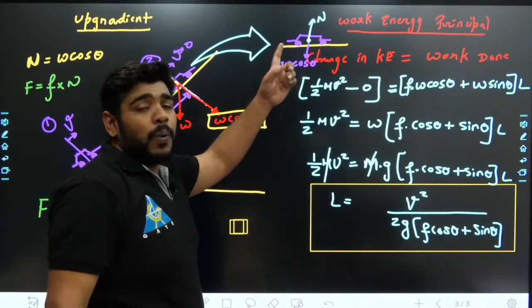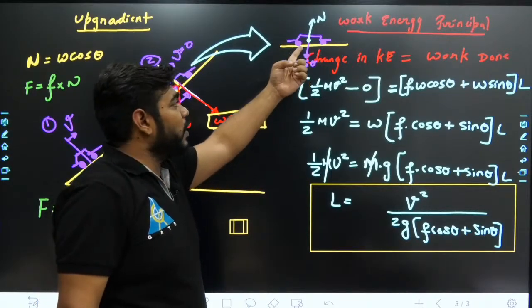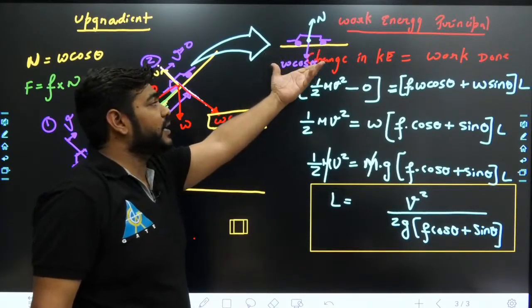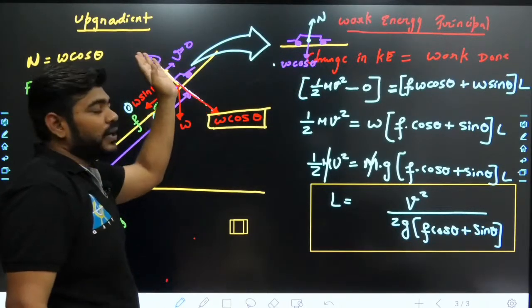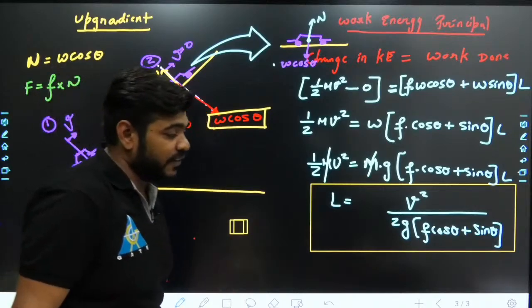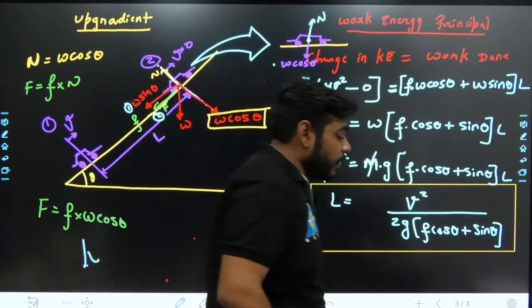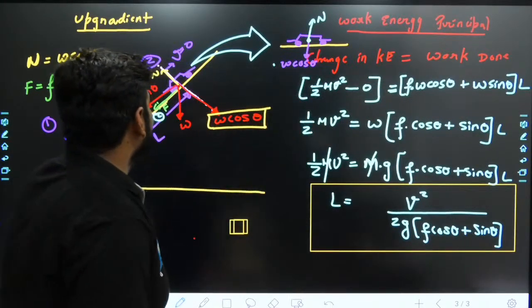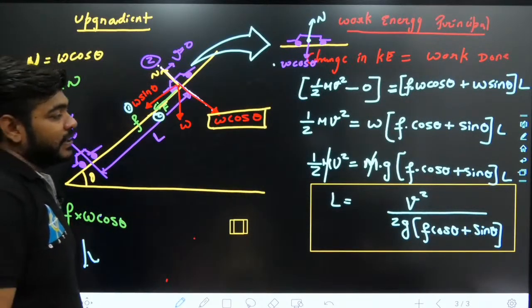Why is it called the normal reaction? It's because it is perpendicular to the surface. Since the normal reaction acts perpendicular to the surface, it is written as W cos theta. So this is the reason why it is written as W cos theta.